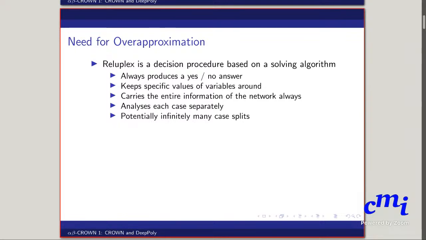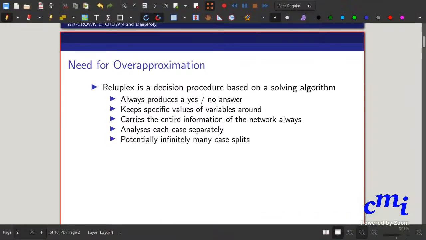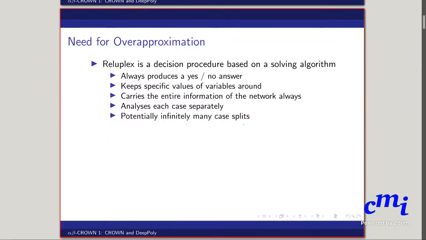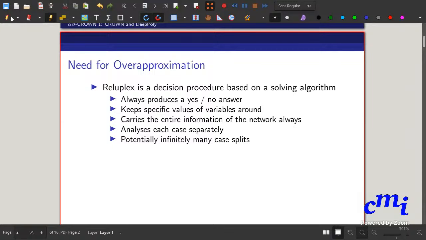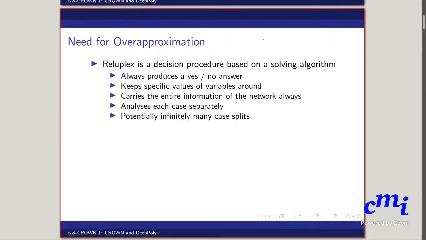So what does ReluPlex do? Just to recall, it's going to basically just drop your ReLU constraints. If you have a network that looks something like this, with some linear layer and then ReLU constraints here, and then a linear layer again, and then ReLU again, it's going to drop these and just have these linear constraints and use an LP solver for that.